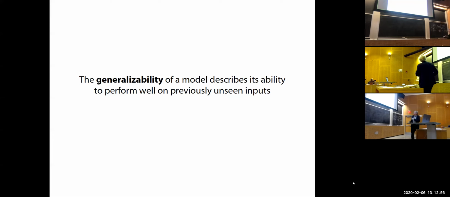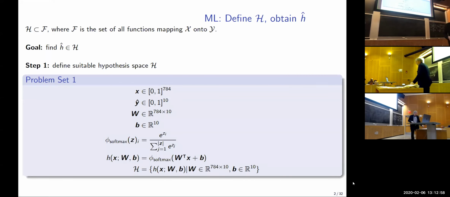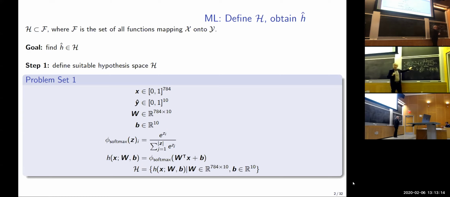Okay, so now that we have our baseline of a k nearest neighbors classifier and the idea of capacity, which are important concepts, we're going to return to the model that we introduced for problem set one, which I've also shown up here on the board. Can people at the back see this?